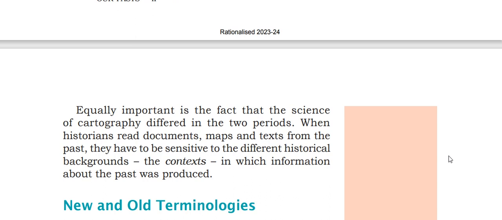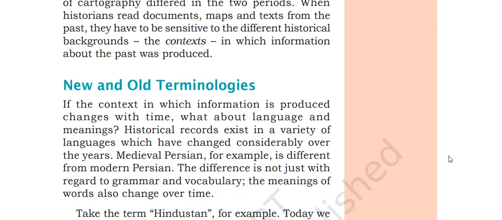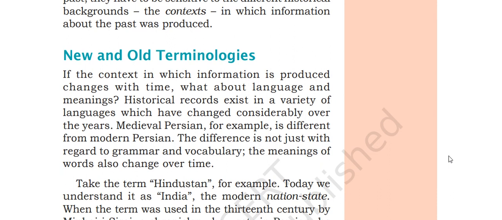When historians read documents, maps and texts from the past, they have to be sensitive to the different historical backgrounds and the context in which the information about the past was produced. New and old terminology. If the context in which the information is produced changes with time, so does language and meaning. Historical records exist in a variety of languages which have changed considerably over the years.